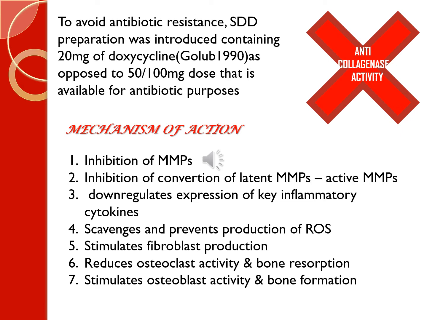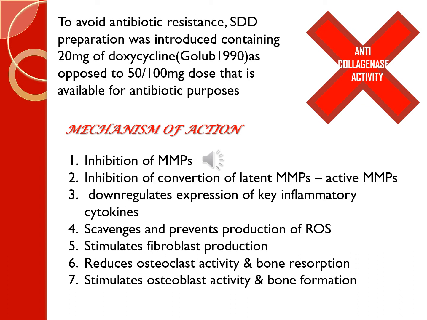Then you have down-regulation of the expression of key inflammatory cytokines. What were the cytokines we read about? Interleukin 1 alpha, 1 beta, interleukin 6. All those things will be inhibited by your SDD. It also scavenges and prevents production of ROS. What is ROS? Reactive oxygen species, that is your nascent oxygen, your hypochlorous acid. Those are all byproducts of the metabolism of certain bacteria which are present in the periodontal disease pathogenesis.